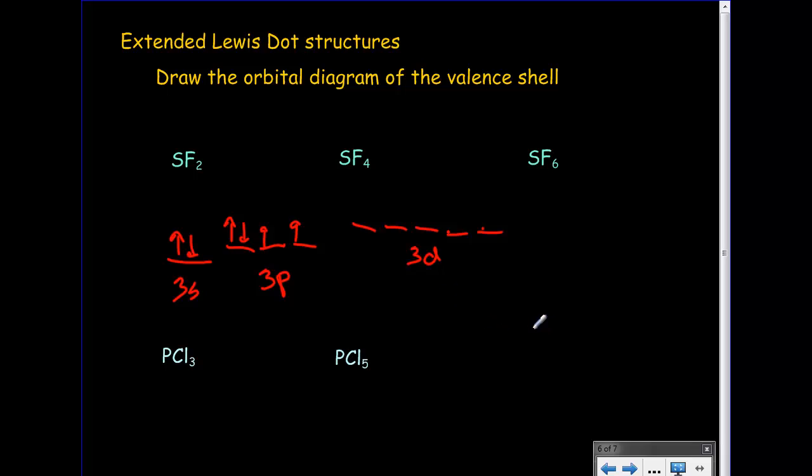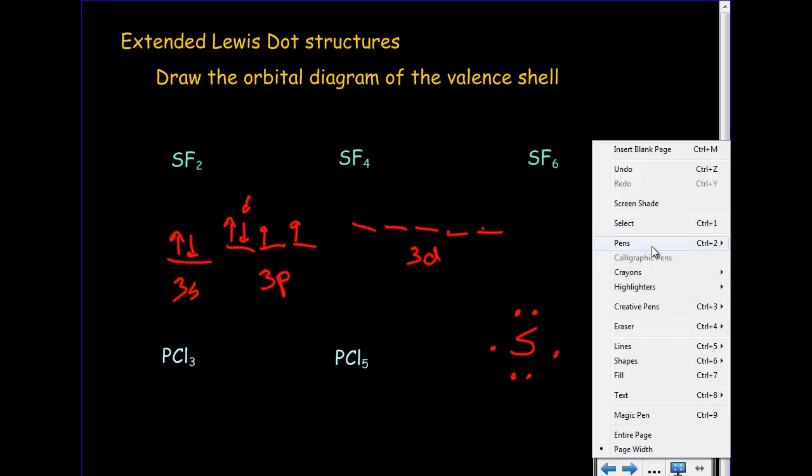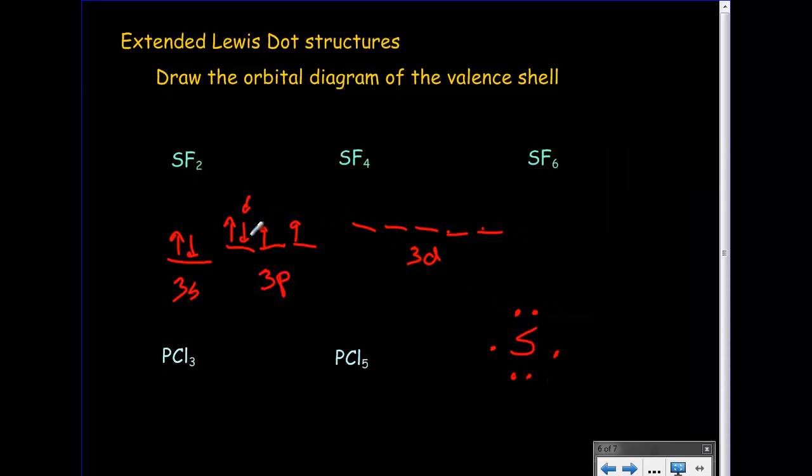For sulfur to be able to bond to 4 things, or even 6 things, what we have to be able to do is take a paired set of electrons and separate them. Well, for that to happen, we actually have to take this pair of electrons right there. We're going to take one of those electrons and move it up here to the d.